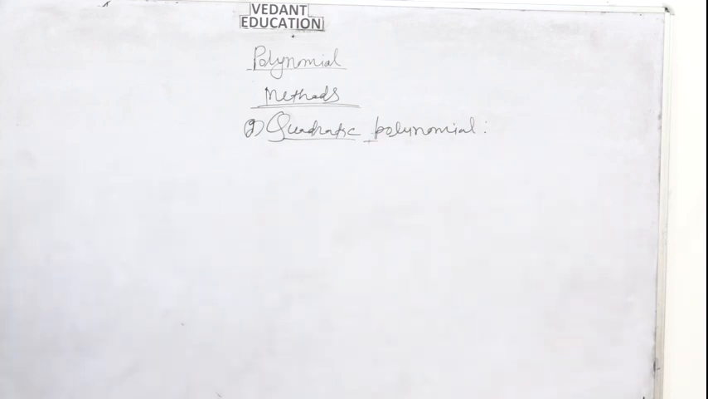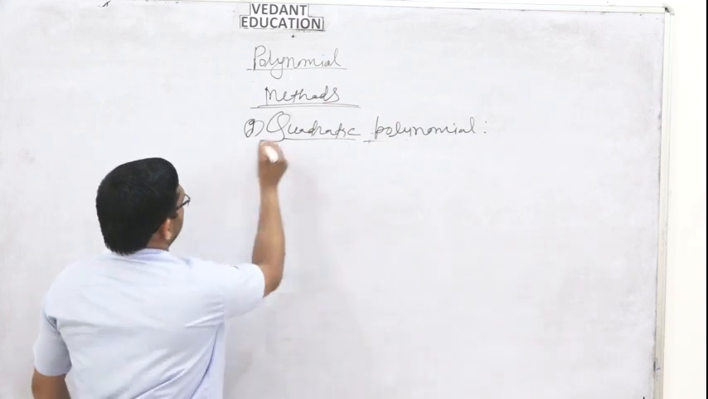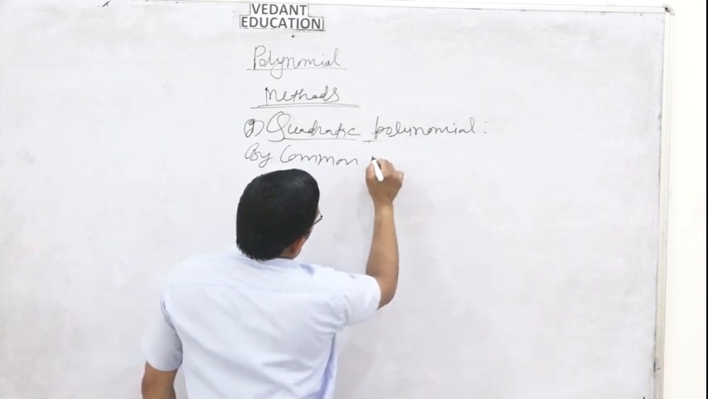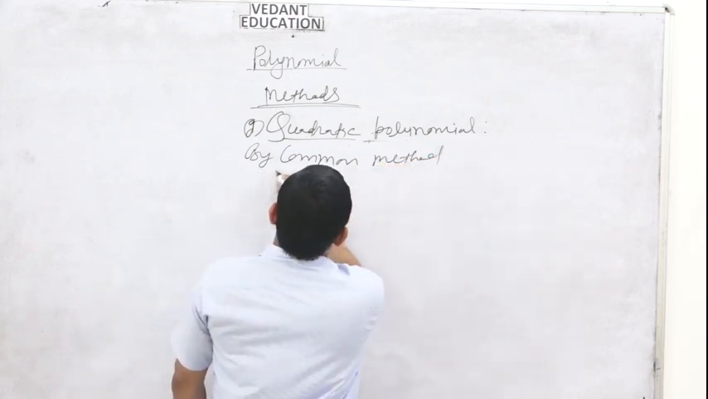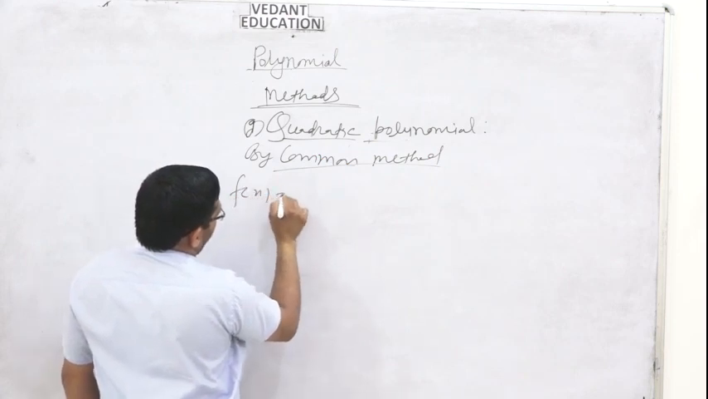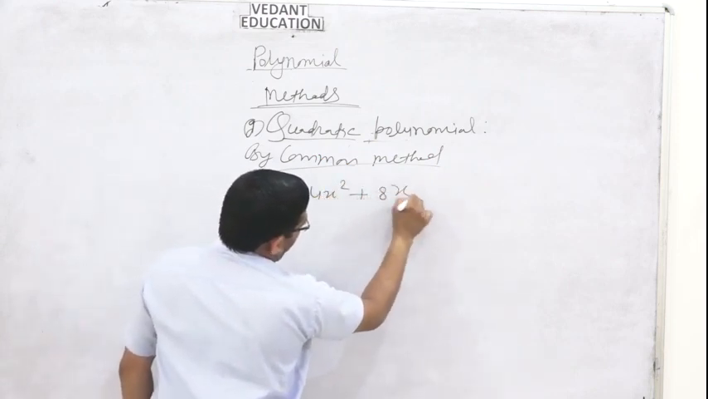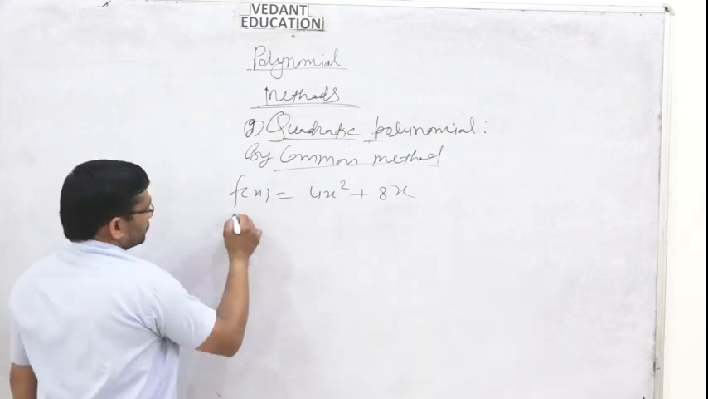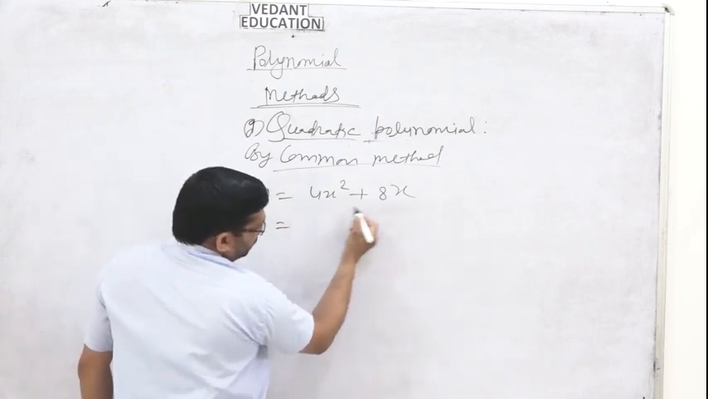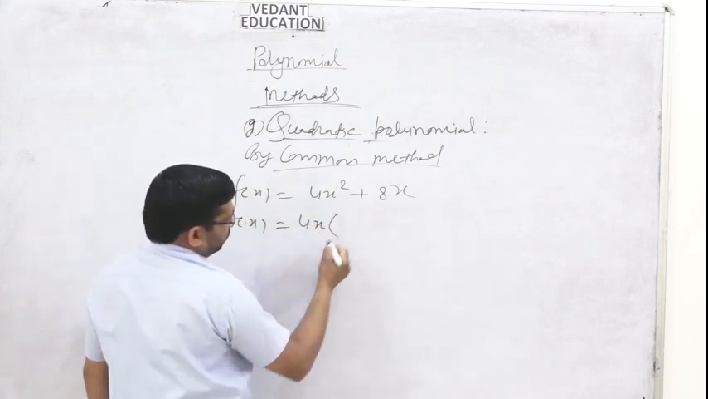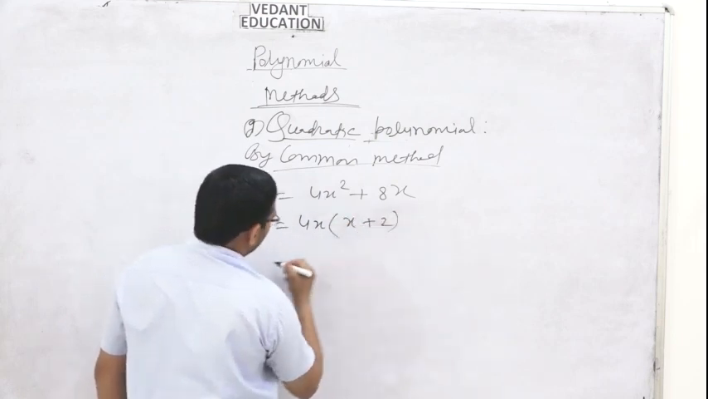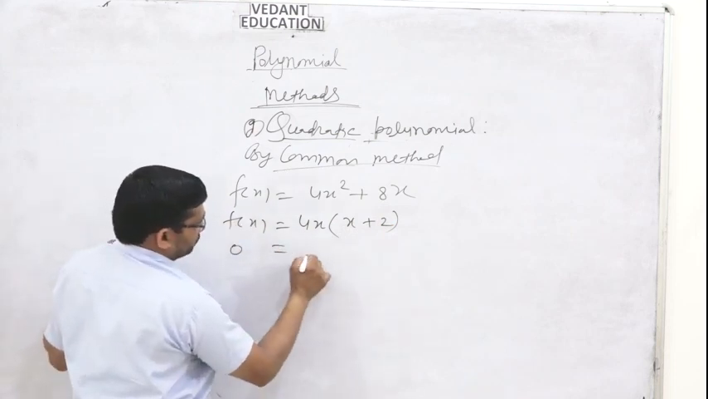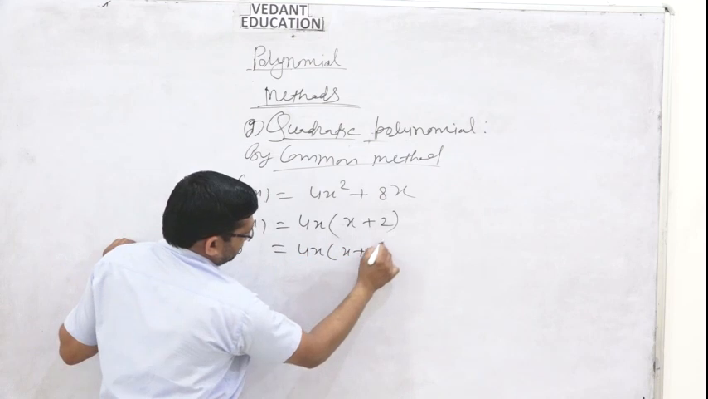Another method we can use is taking the common term. For example, suppose f(x) is equal to 4x square plus 8x. This is also a quadratic polynomial. What is common? Common is 4x. So we take 4x, and what remains is x plus 2. Again, for zeros we put f(x) is equal to 0, that is 4x into (x plus 2).